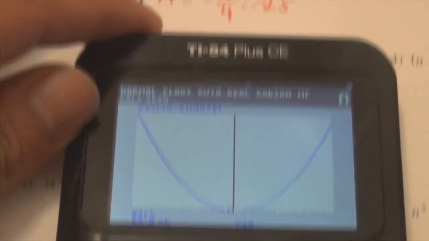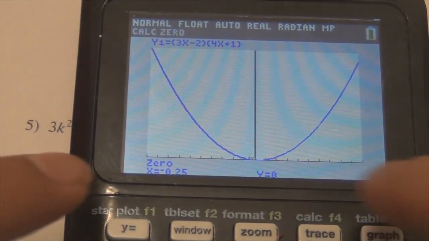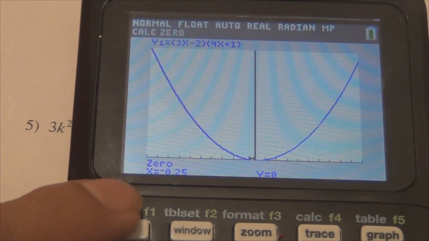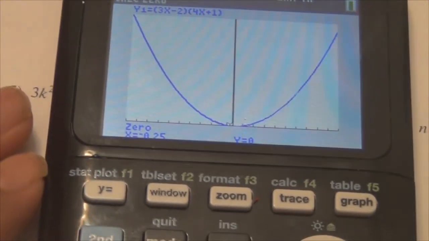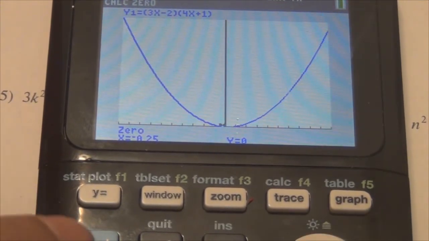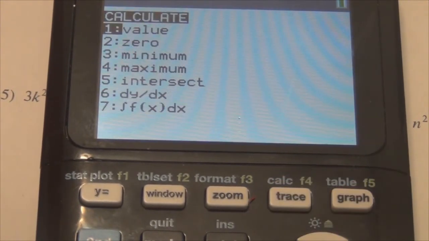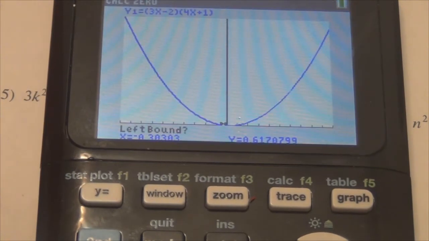Let me make it better for you. Okay, here. See that? It says y is 0 and x is negative 0.25. Okay, now let's press calculate again. So press second and then calculate. We want to calculate the other zero.